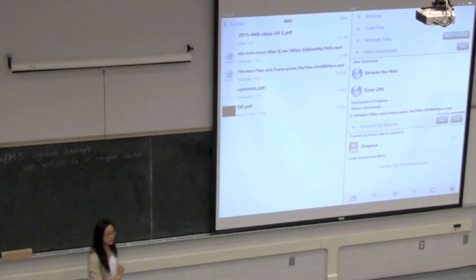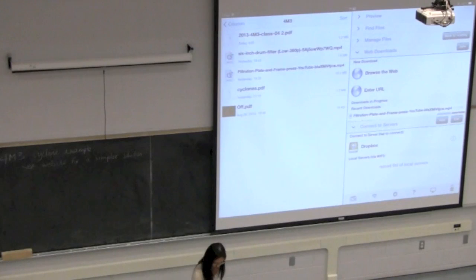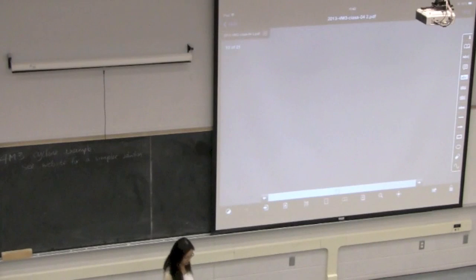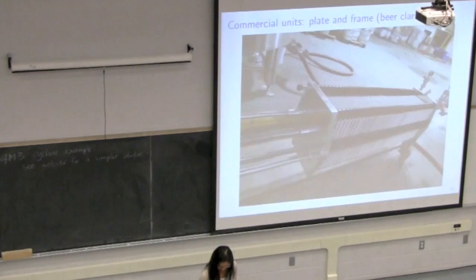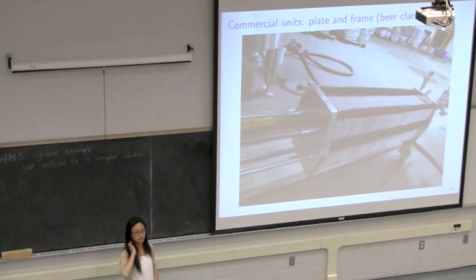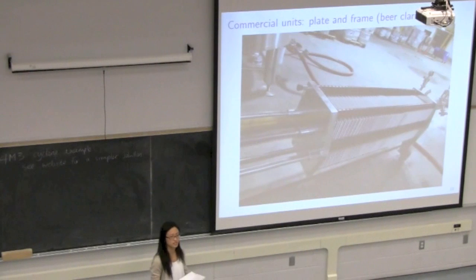Any questions on the drum? I would say the rotary drum is a little more efficient just because it's a continuous process. Just an example of a plate and frame where it's used in beer clarification. So it removes the solids and the yeast from the fermentation step. And that's what it looks like for a mini brewery.